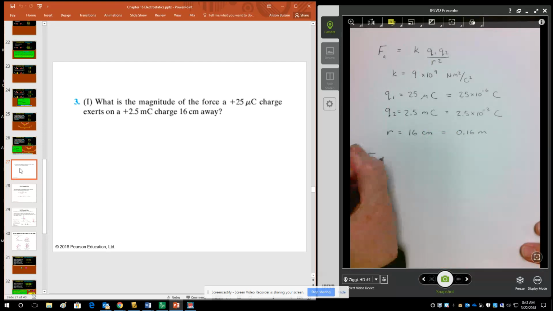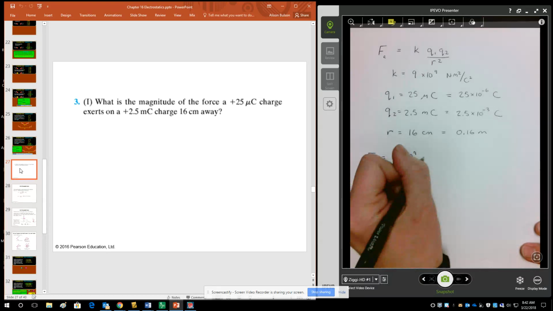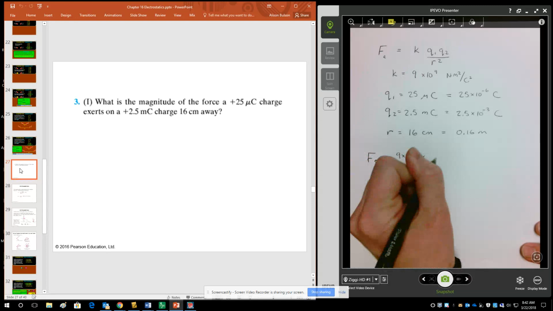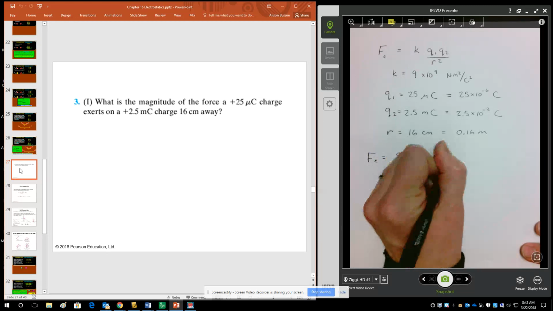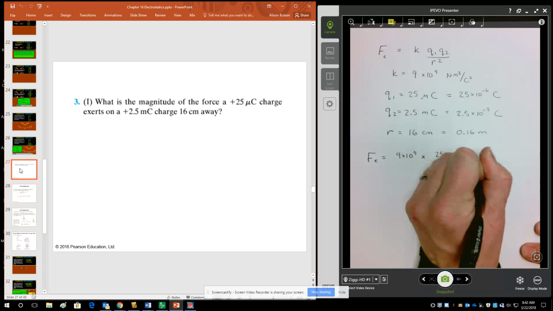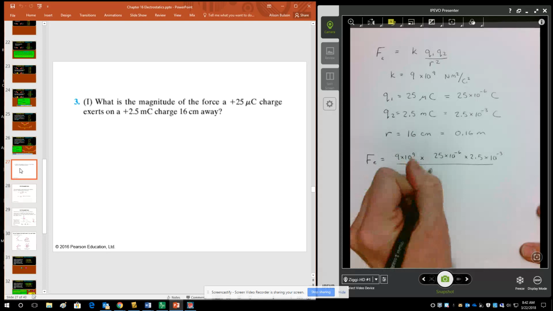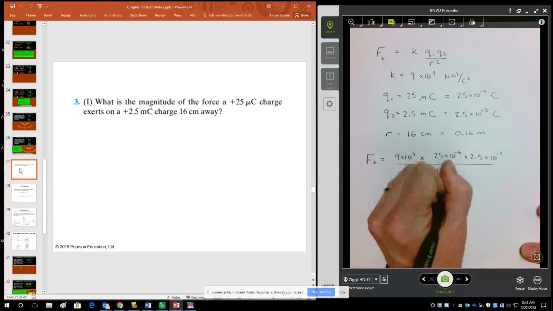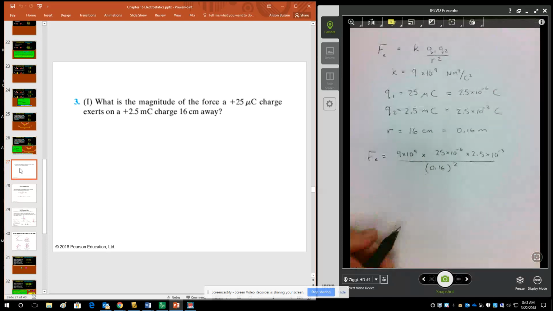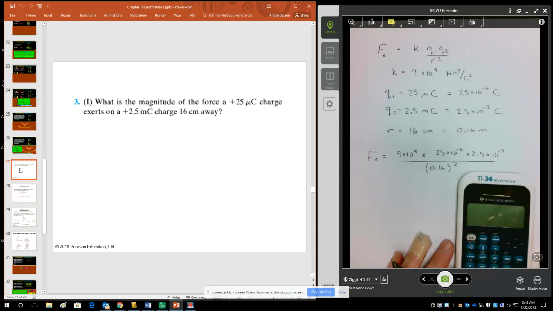The electric force is equal to 9 times 10 to the 9th. I'm going to drop the units because I can't fit them on this paper writing this big. Times 25 times 10 to the negative 6th coulomb times 2.5 times 10 to the negative 3rd coulomb. All of this is divided by 0.16 meters squared. Okay, and so now you get friendly with your calculator using scientific notation.